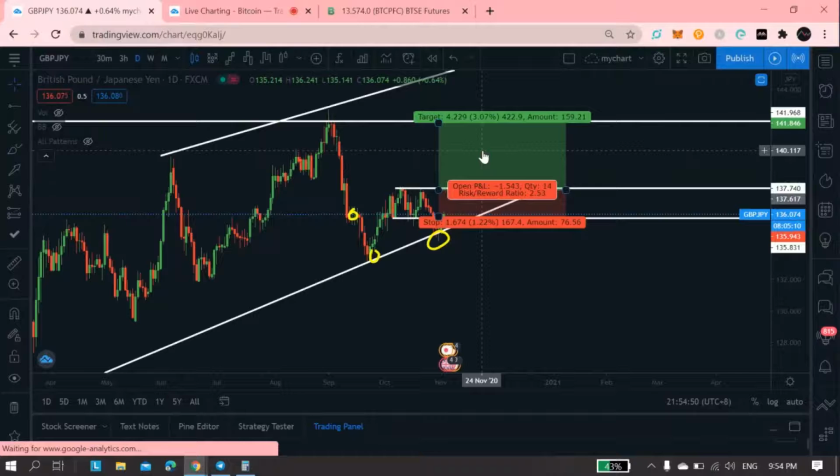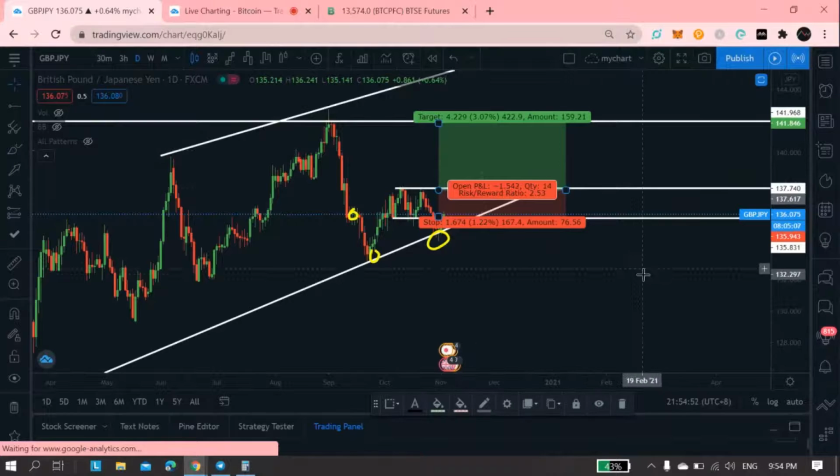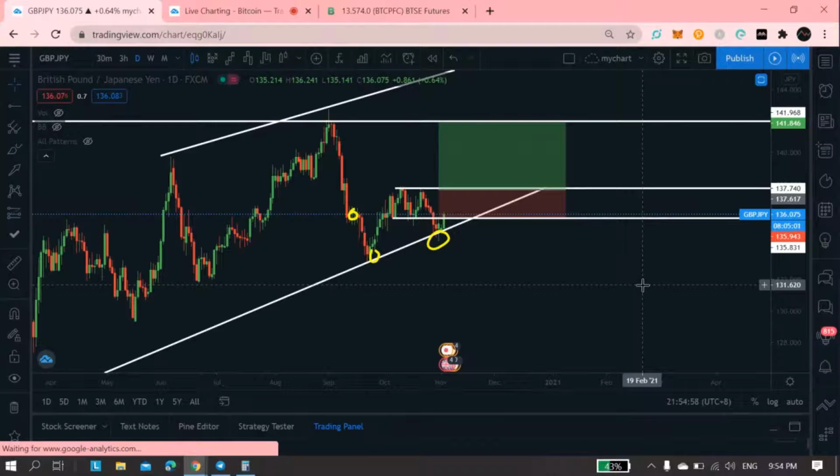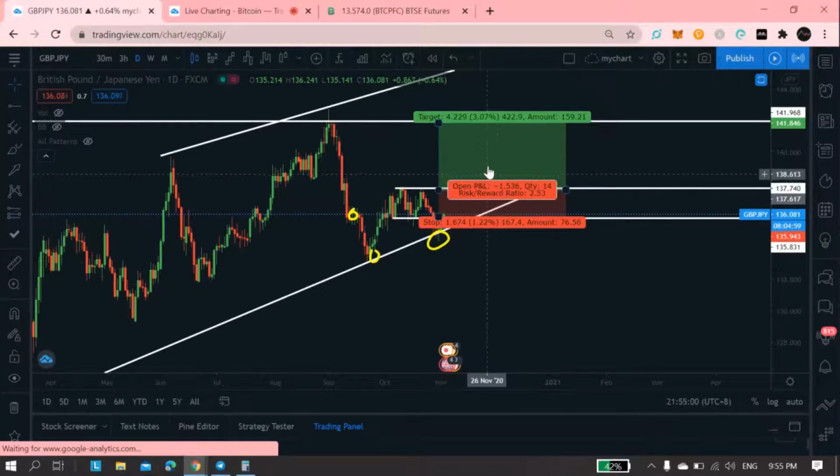I think it's more rewarding for me to trade after it breaks out the 137.74 area because the risk reward ratio is 2.53. So I could possibly gain around 3.07% if I'm using 1 times leverage.